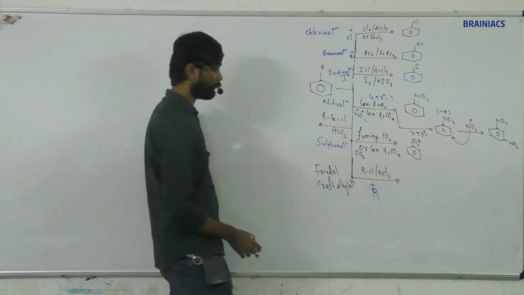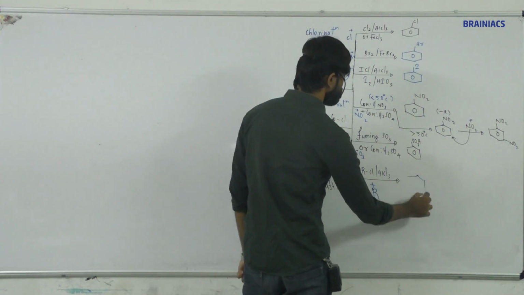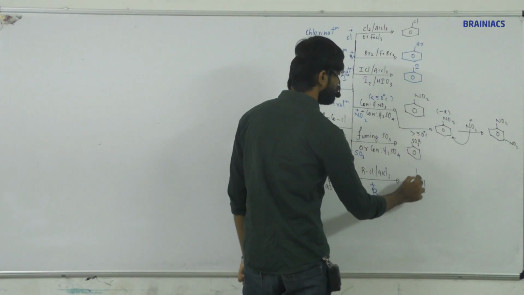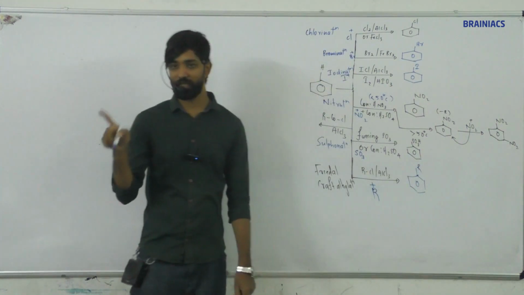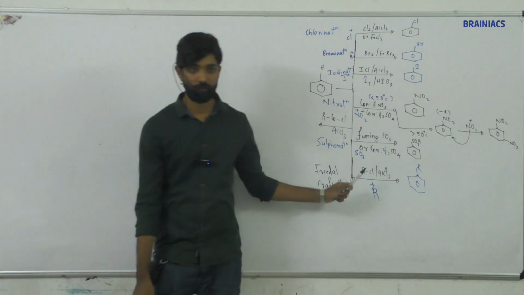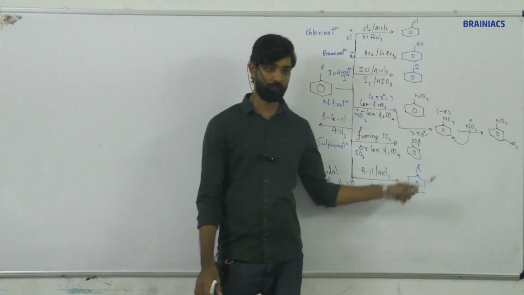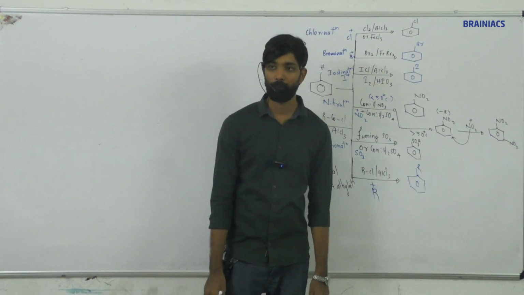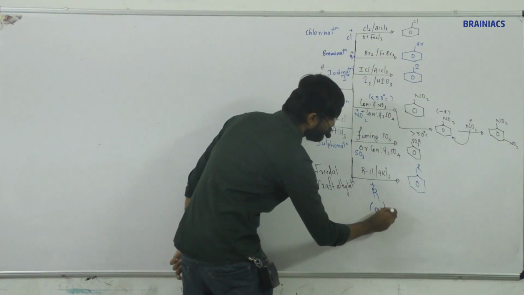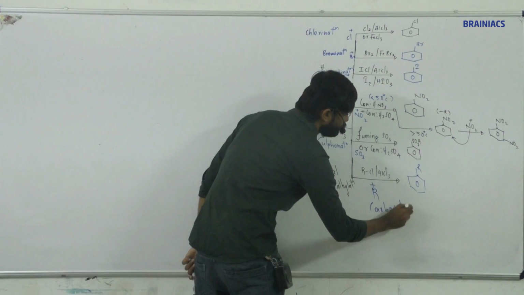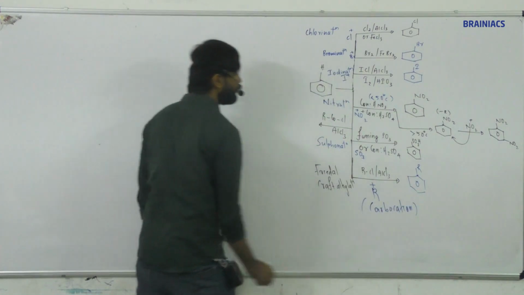So if the R plus substitutes the ring, what happens? You obtain alkyl benzene. Before substituting, if there is a chance for rearrangement, then it undergoes rearrangement, and only then the substitution takes place, because the formed one is a carbocation. So rearrangement is possible.